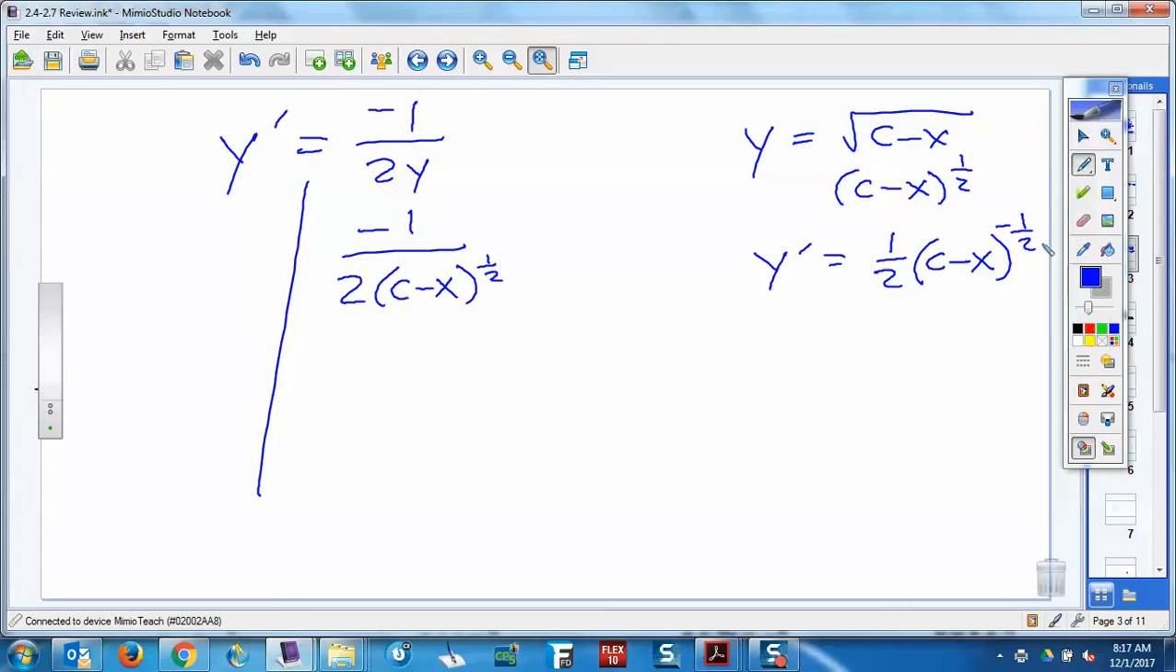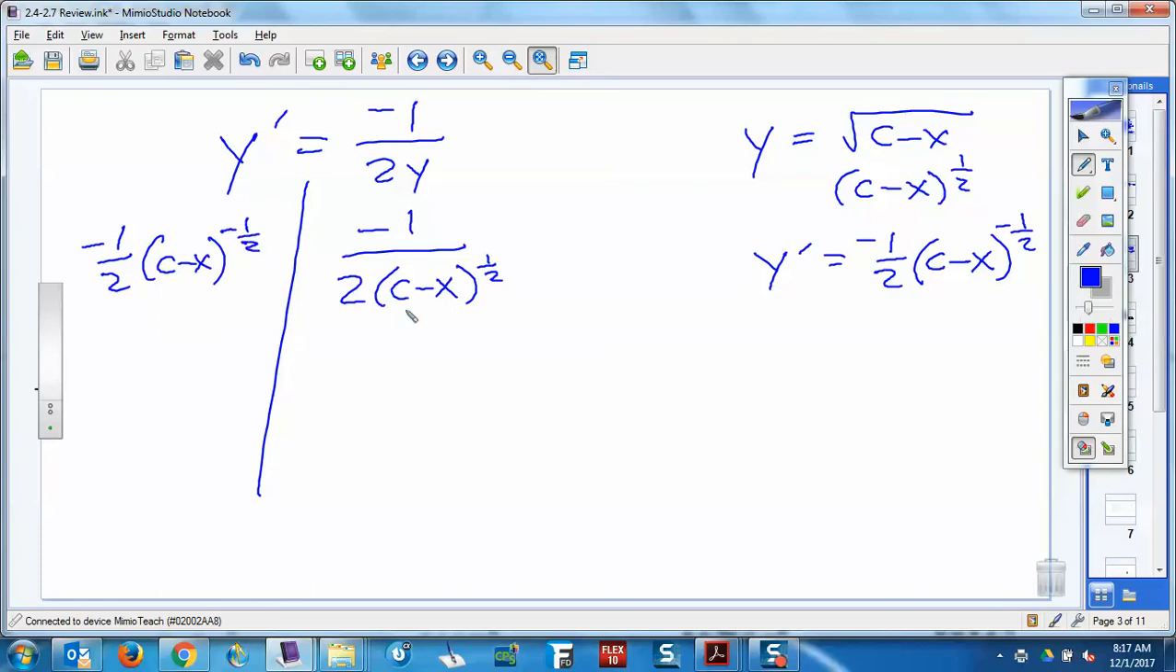That's the tricky one, right? When there's a number multiplied times the x, we have to kick it out, and there is a negative 1 multiplied by that x, so we have to kick out a negative 1. That's the easy one to miss. When it's a 2 or a 3, we usually don't miss it, but when it's a negative, we sometimes miss it. So that's negative 1/2 c minus x to the negative 1/2.